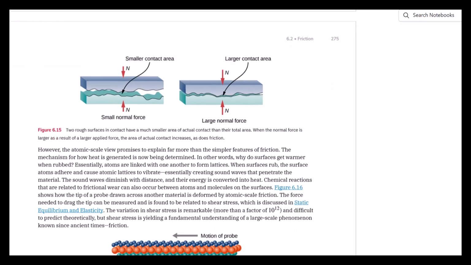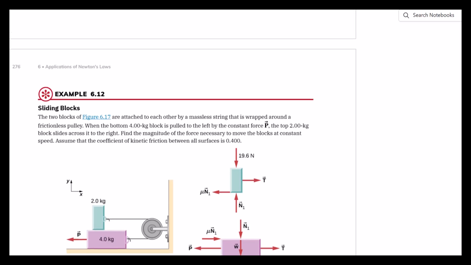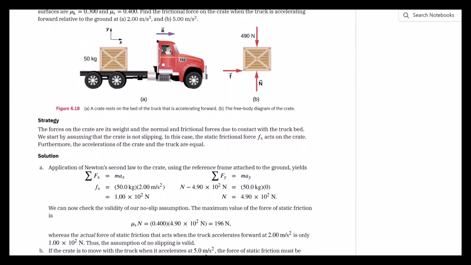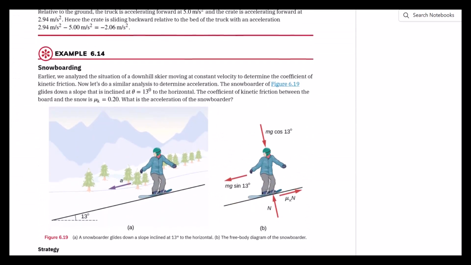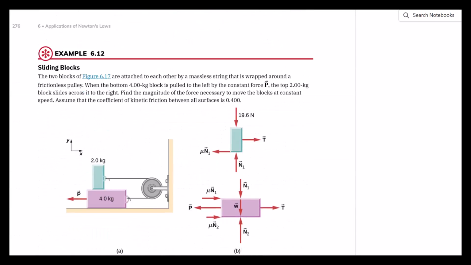Atomic scale explanations of friction. Well, whatever, it's fine. Okay, two blocks do things. I'm going to come back and do that one separately. Oh, and a crate on an accelerating truck. And snowboarding. Man, they are just hardcore about these. All right, I'll come back and do these separately, but that's a good start.